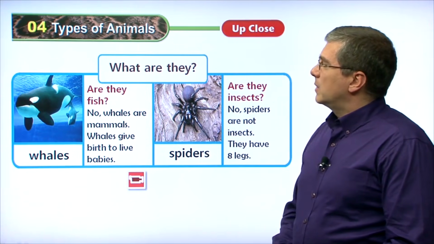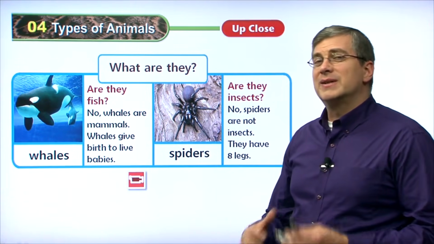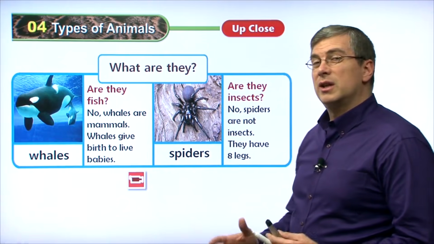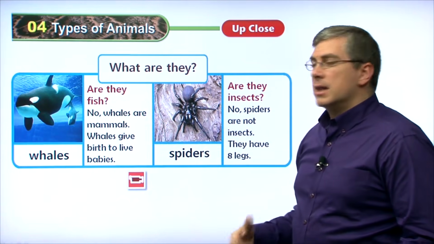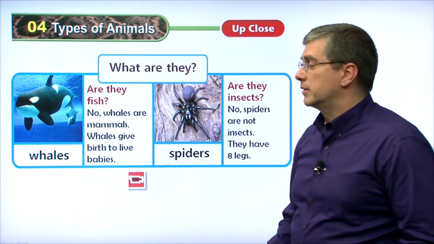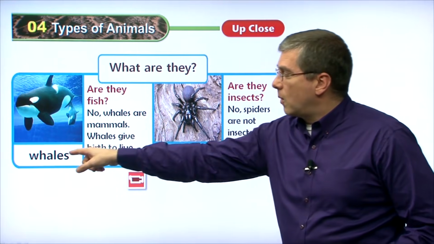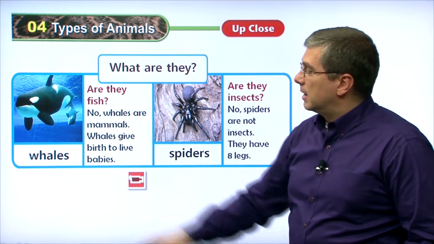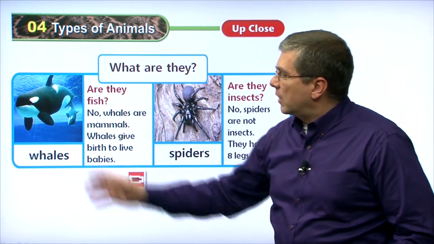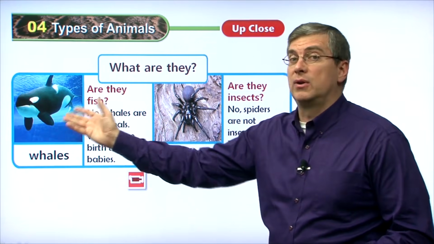Now we've looked at a lot of different types of animals. Let's do a short little quiz here, right? We have 2 different types of animals here. Let's figure out what group they belong to, right? First of all, we have whales. This is a picture of a killer whale, right? Orca, right? Very magnificent, very beautiful animal.